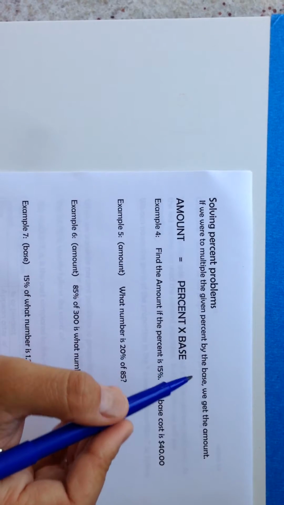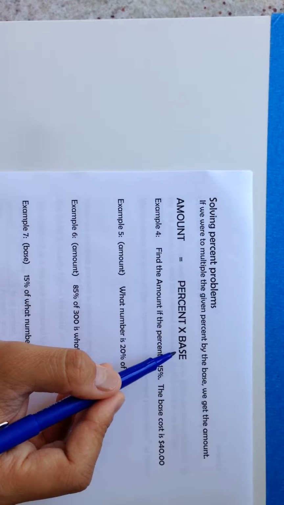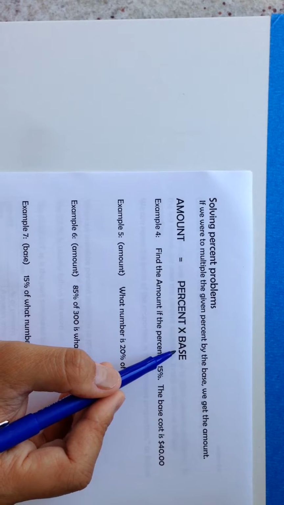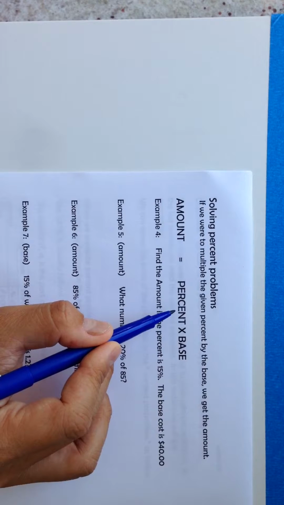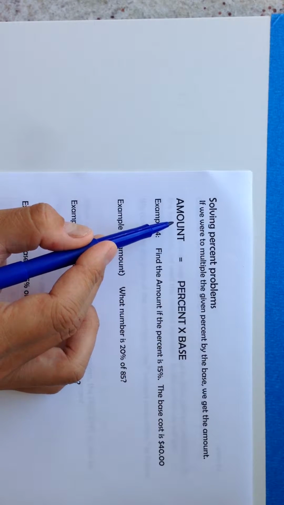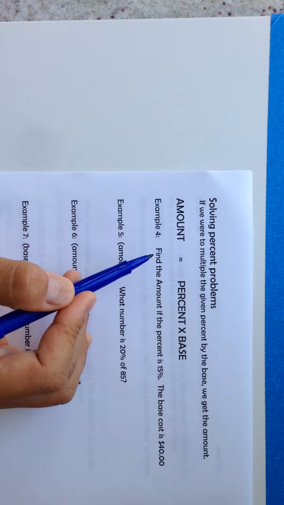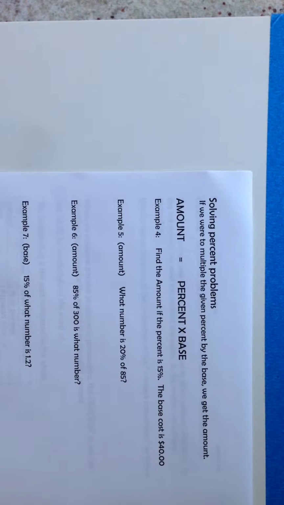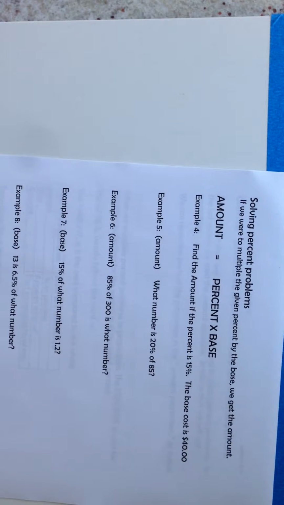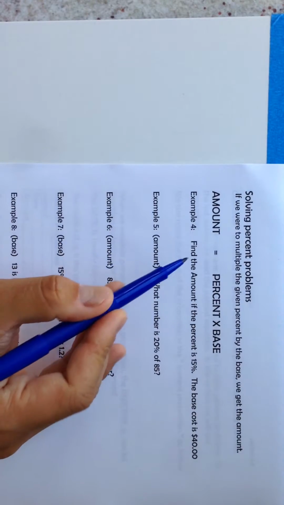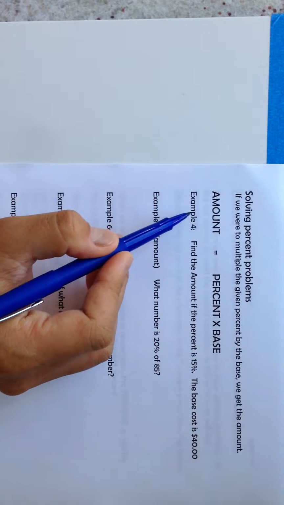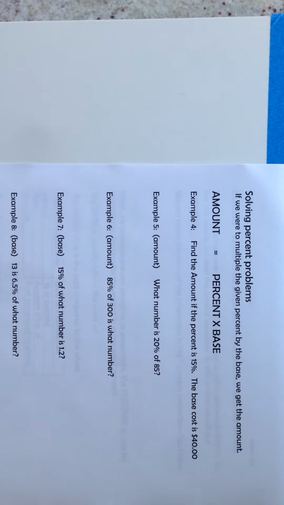So the base is kind of like how much you spend. If you go to a supermarket and spend $100 and you have a coupon that gives you 10% off, then the amount is how much you save. In this case, it would be $10. So in examples 4, 5, and 6, I'm going to ask you to find the amount, which is how much you would save.